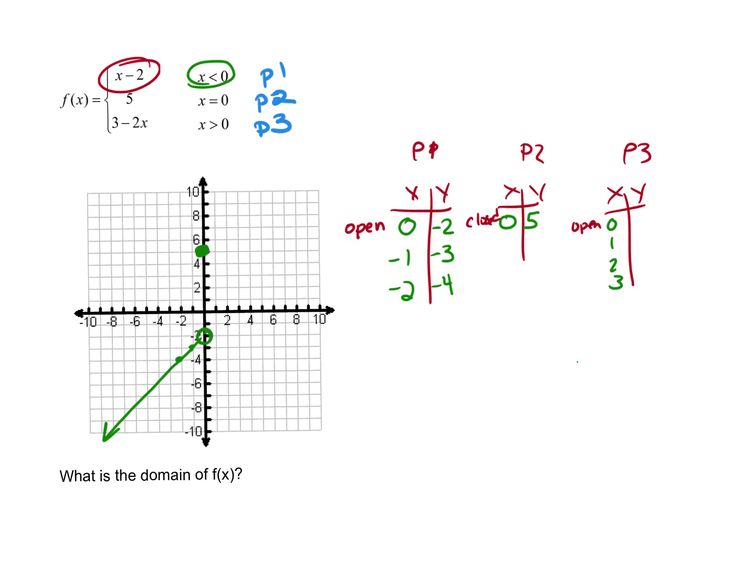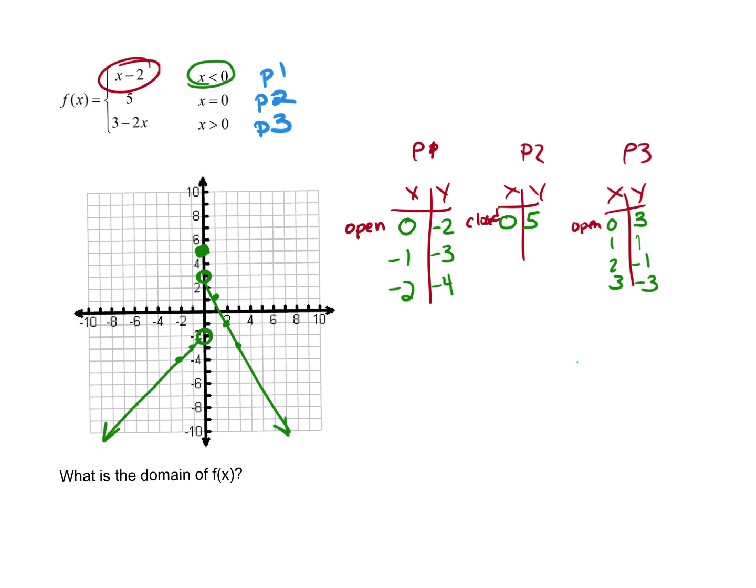Okay? Then for piece 3, we want x's that are greater than 0. It's 3 minus 2x. So 3 minus 2 times 0 is 3. Open circle. 3 minus 2 times 1 is 3 minus 2, which is 1. 3 minus 2 times 2 is 3 minus 4, which is -1. And 3 minus 2 times 3 is 3 minus 6, which is -3. So those are my points that are going to be on piece 3. So I'll have 0, 3, which looks like this. 1, 1, which looks like this. 2, -1, which looks like this, and 3, -3, which looks like this. And it's going to go something like this.